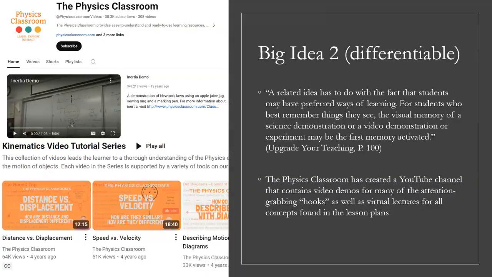Number 2 is the differentiable nature of this. So a lot of the lessons talk about it when you go through, you can say, we're going to talk about speed and velocity today, or talk about distance and displacement.